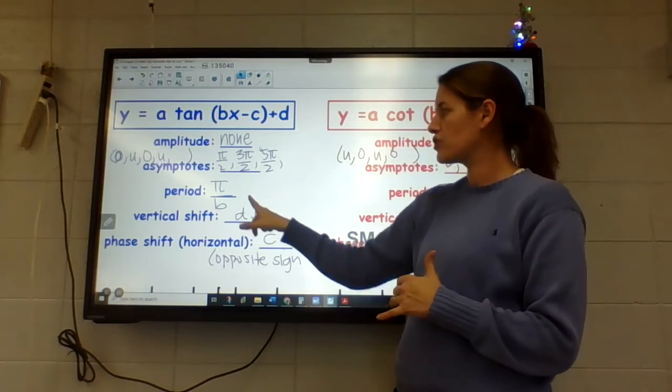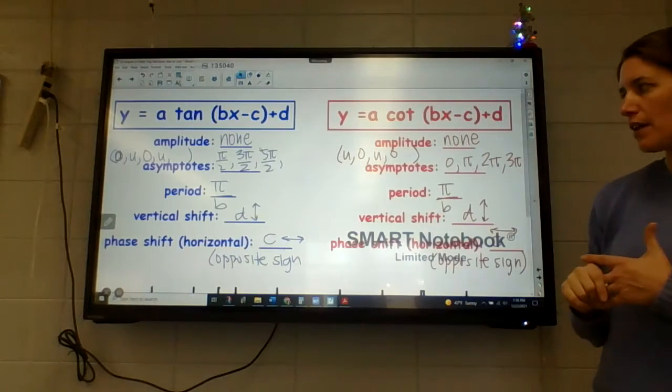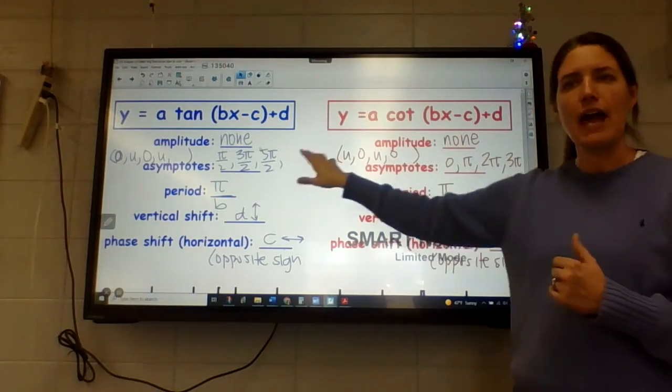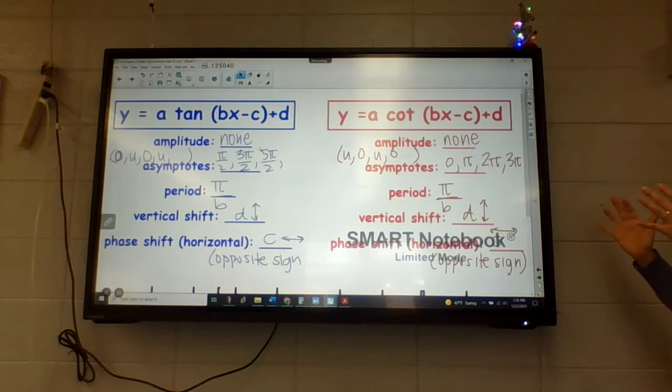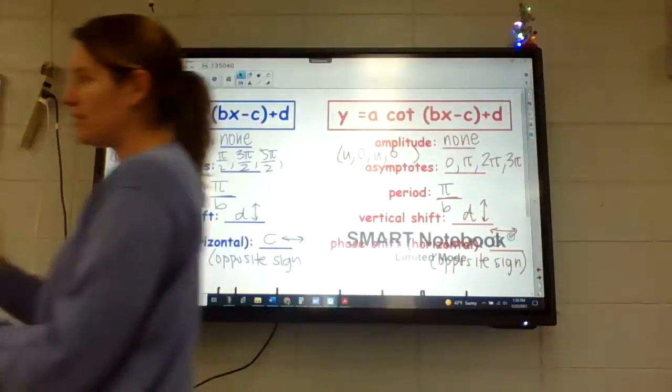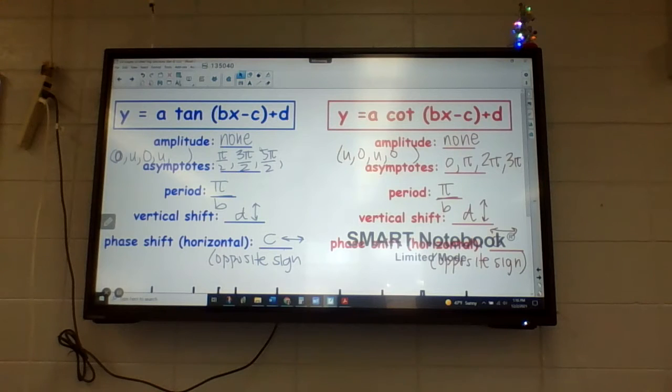The phase shift and the period changes are the two that wreak the most havoc on these. So that changes where your asymptotes are, because technically the asymptotes moved in secant and cosecant as well. We just weren't listing them. That's probably the easiest way to tell what the graph looks like: knowing where those asymptotes are.